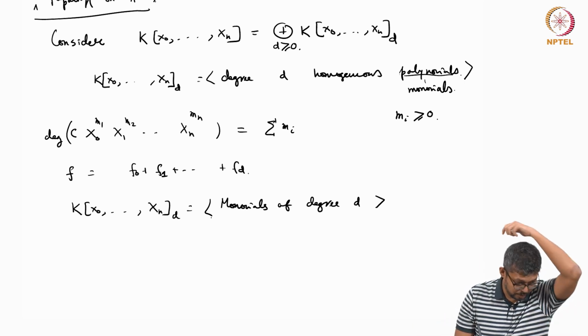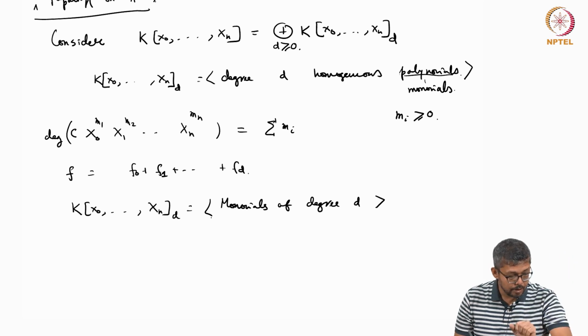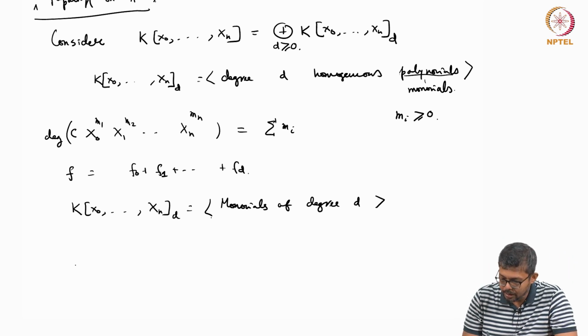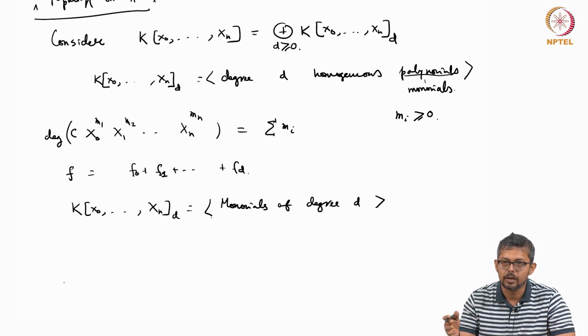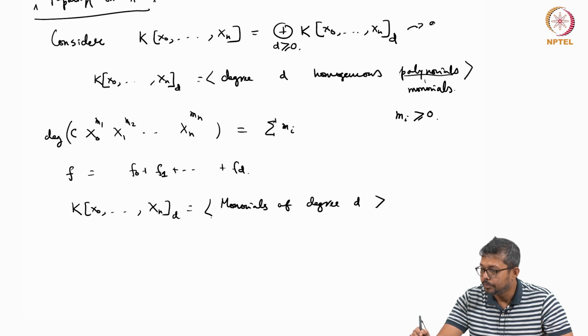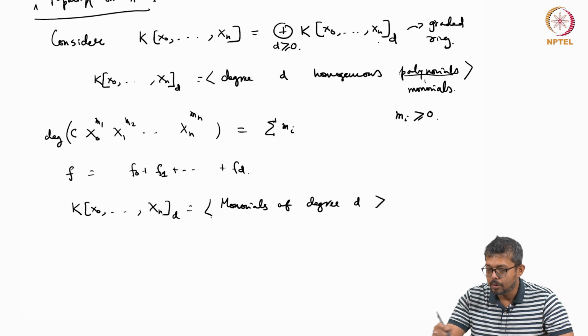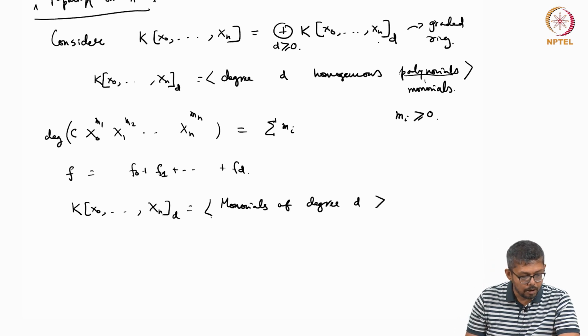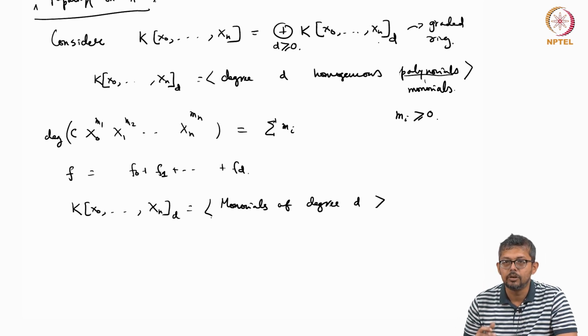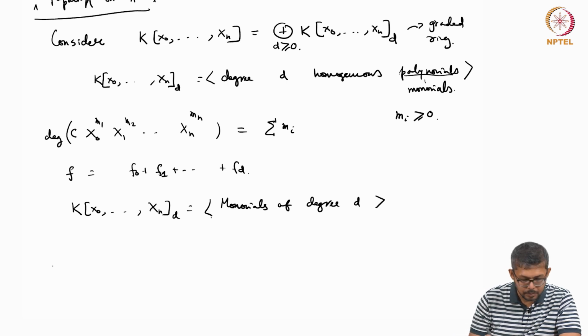Okay. So now you say this is a ring. This is not only a ring, this is a graded ring. So this is called a graded ring, graded by this degree d. Now when you say graded ring, you can talk about a graded ideal.